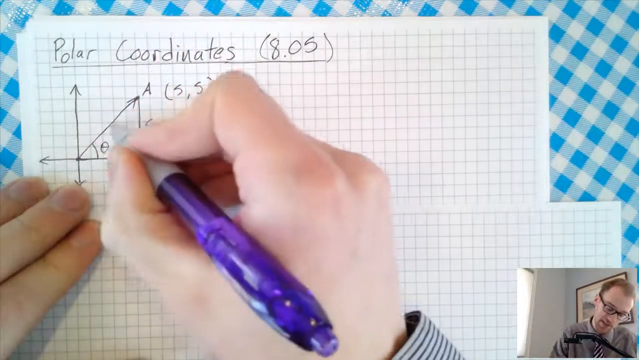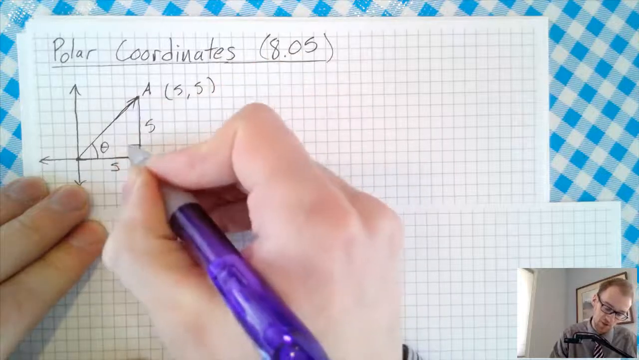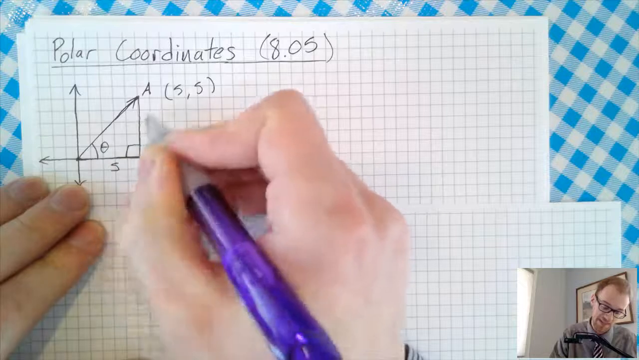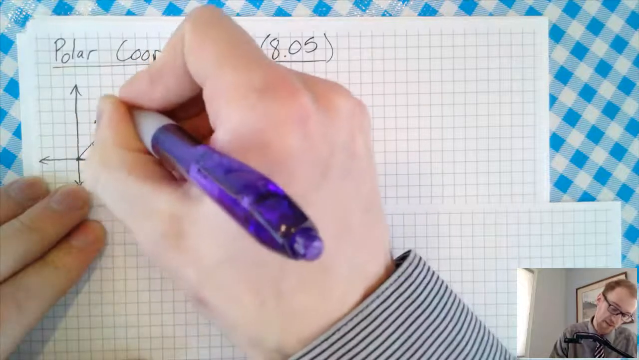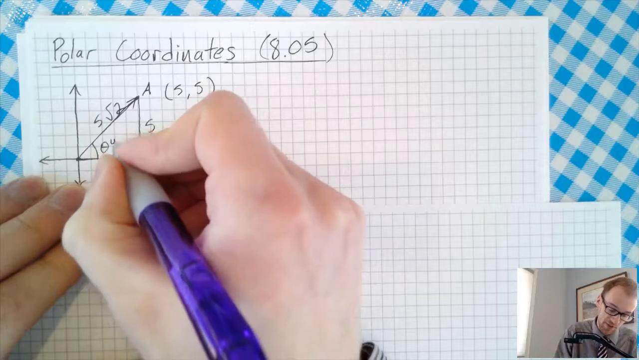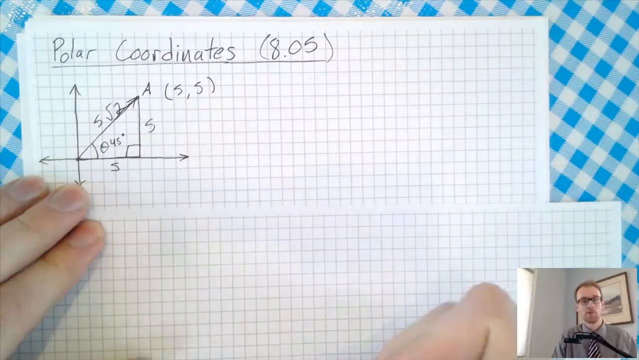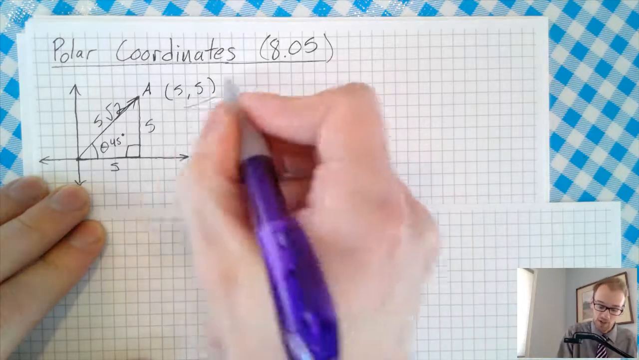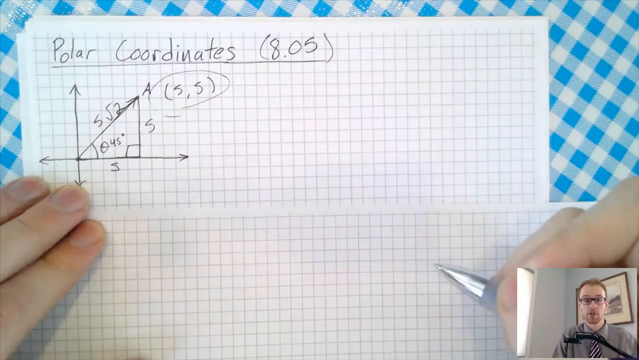How far is this? Well, if we look at our right triangle here, we know this is a special right triangle. It's a 45, 45, 90. We know this is going to be 5 root 2. And we also know that theta, as I just said, is going to be 45 degrees, or how many radians? Pi over 4 radians. Okay, so here are the Cartesian coordinates.